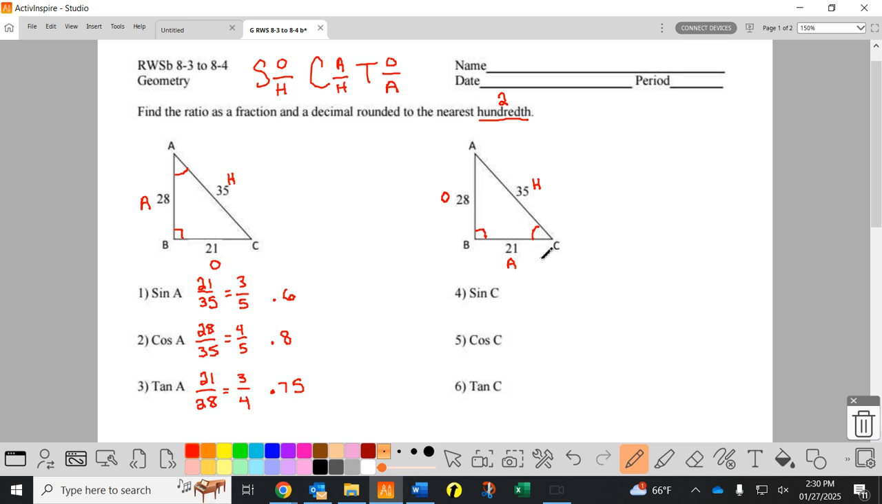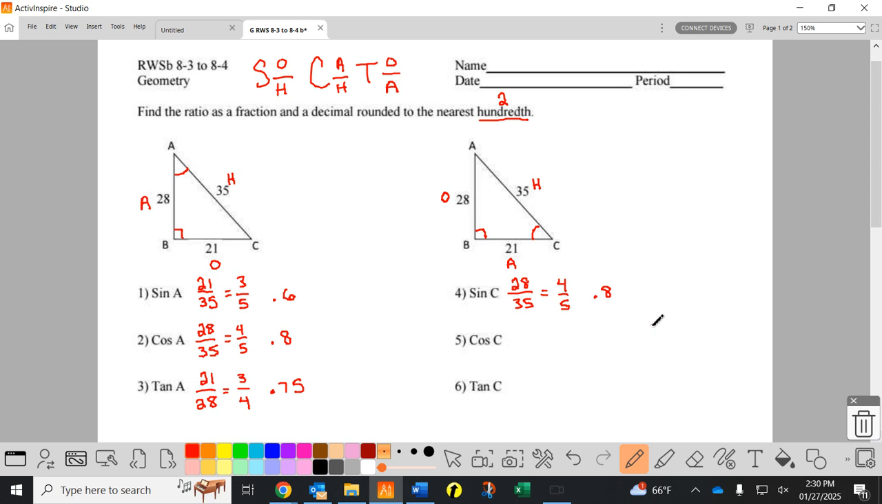The one we're dealing with when we're starting off is sine. So sine is going to be opposite over hypotenuse. So opposite is going to be 28 over the hypotenuse, which is that 35. So 28 fraction button 35 equals, it's going to give you 4 over 5. And to turn it into a decimal, you would do 4 divided by 5 equals, and that would put you at 0.8.